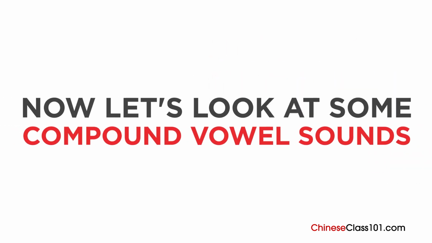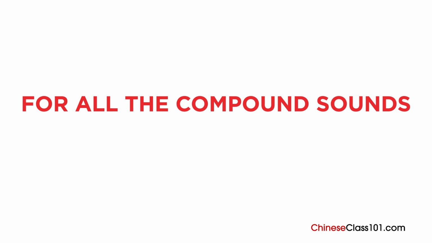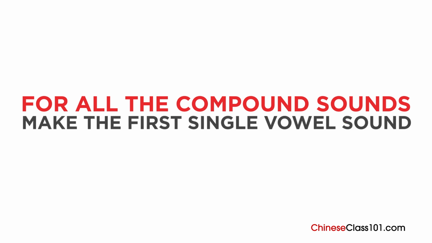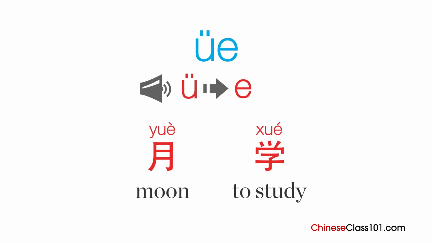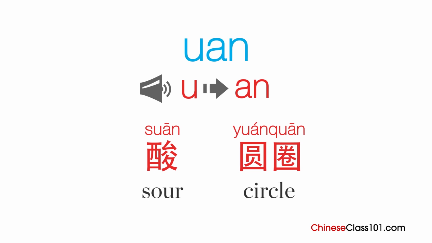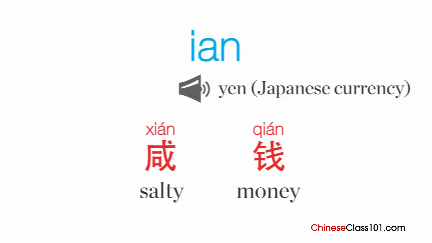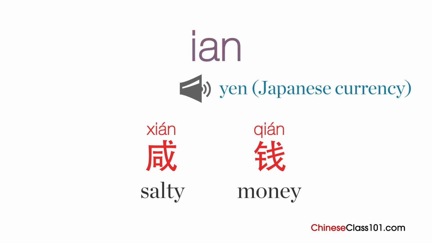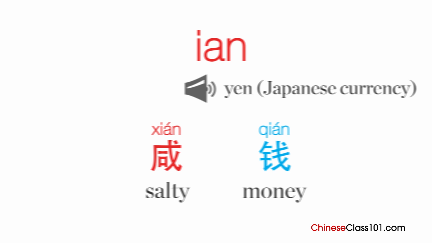Now let's look at some compound vowel sounds. For all the compound sounds, you just need to make the first single vowel sound and then slide into the next single vowel. For example, the yue sound. Try to make the yu sound, then slide to e, yue, xue. To make the uan sound, combine u with an, suan, yuan, quan. Ian sounds like the word yen, the Japanese currency, xian, qian.